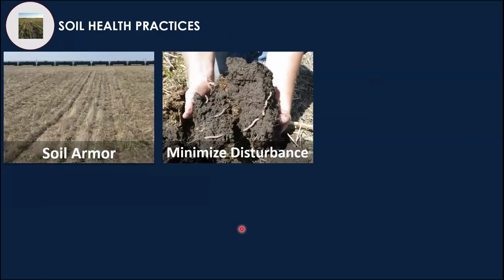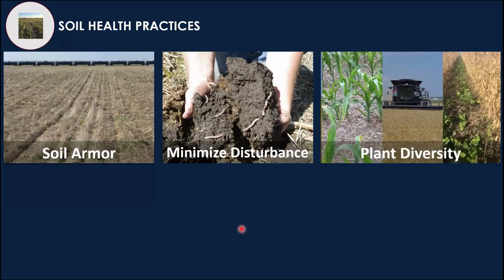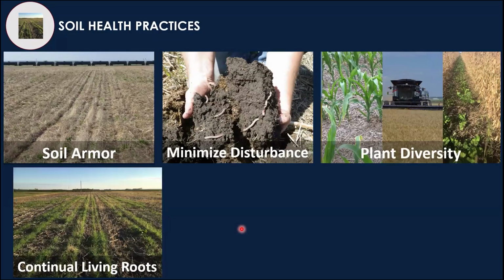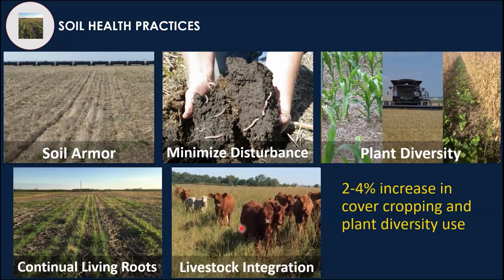We look at our soil health practices that we already talked about. We see about a 2 to 4% increase in the last 10 years in using cover cropping and increasing our plant diversity. So not a huge increase, but it's definitely a lot of management changes to add cover crops and increase our plant diversity. We're seeing a lot more of that, and we're trying to figure out how to best do that and do that economically as well.